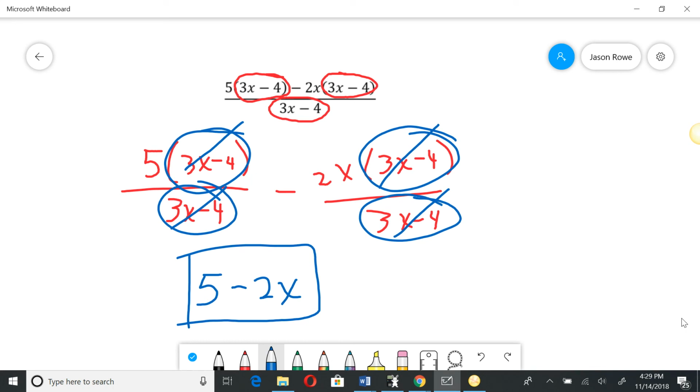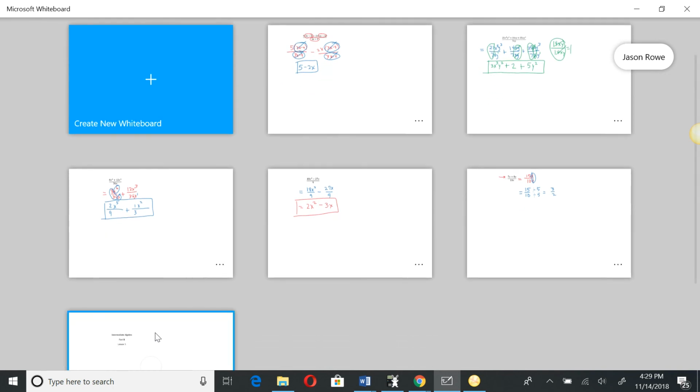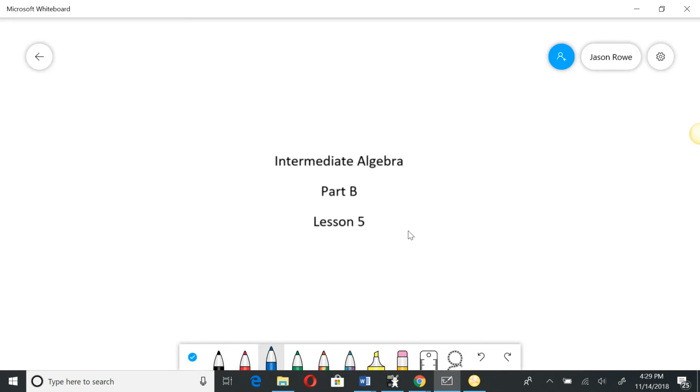So I hope this helps you with the lesson. I think it was lesson 8. Let's go back and take a look real quick. I got it right there. And it's lesson 5. So I hope this helps you with lesson 5 in Intermediate Algebra Part B. If not, please let me know in a teacher message or set up an appointment for a help session.